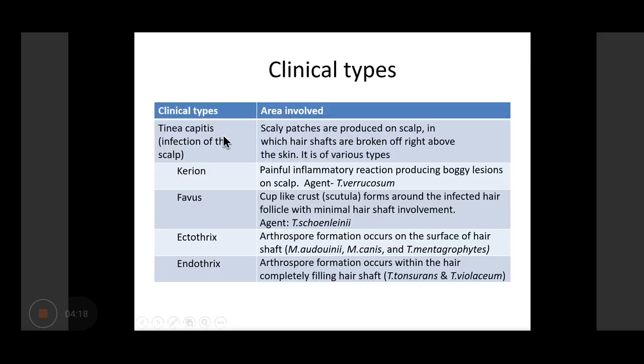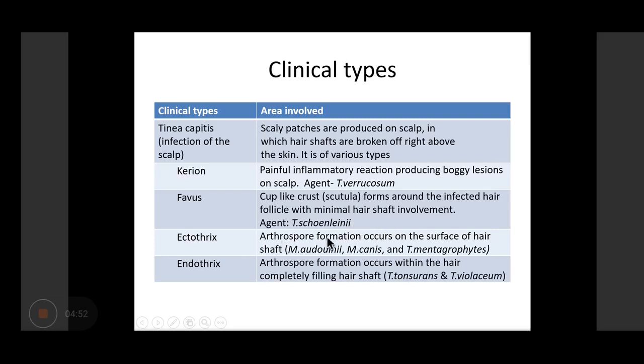The clinical types. These dermatophytes can cause infections of your hair, known as tinea capitis. Here scaly patches are produced on the scalp, in which the hair shaft may get broken right above the skin. Tinea capitis can be of various types, like chorion, which is a more painful inflammatory reaction with boggy lesions on the scalp. Favus, where cup-like crusts are seen, which infects the hair follicle.